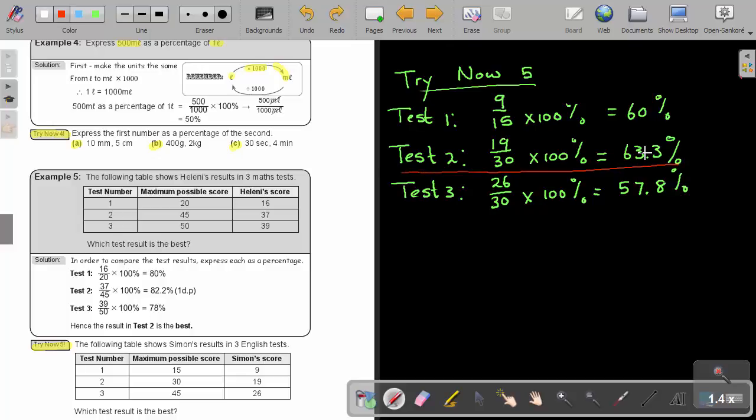So I'm just going to show you first here. This was the best, but just end with a nice sentence. So say, hence, the result in test 2 is the best. Okay, and that's how we express one quantity as a percentage of another.